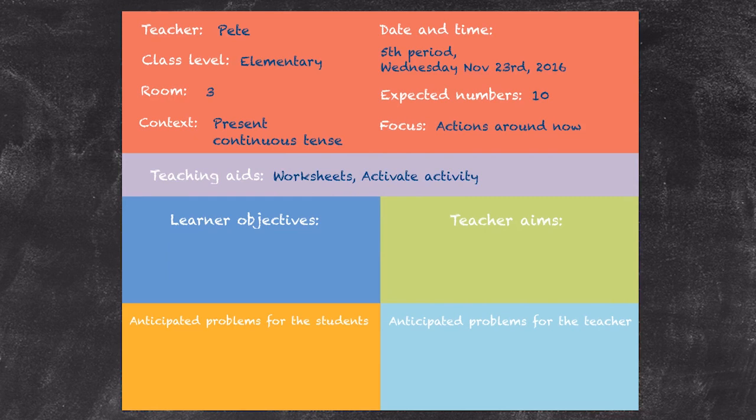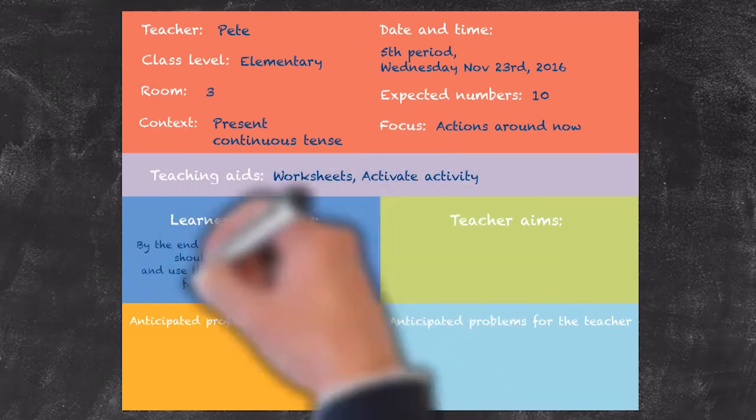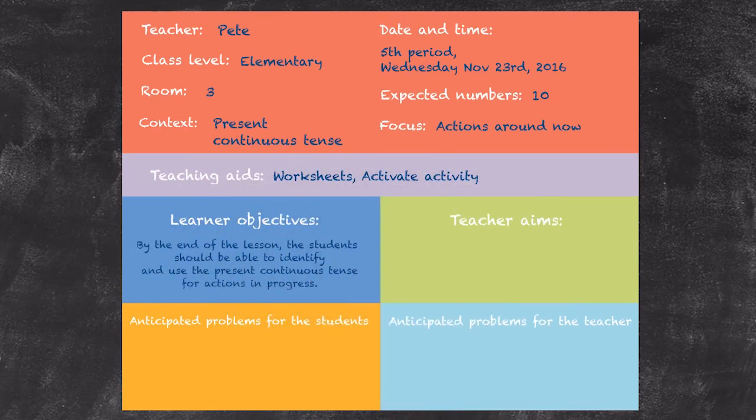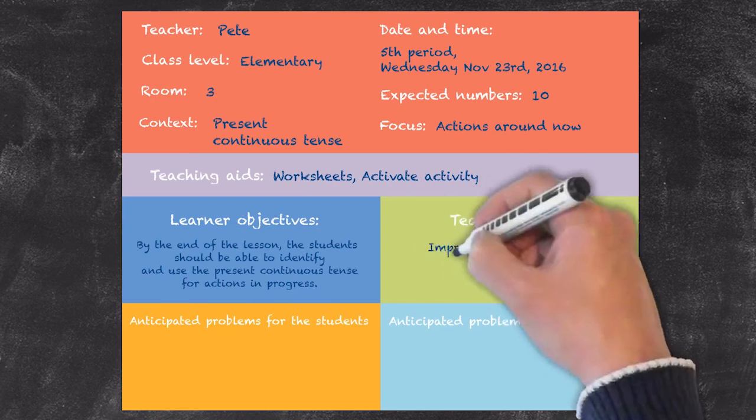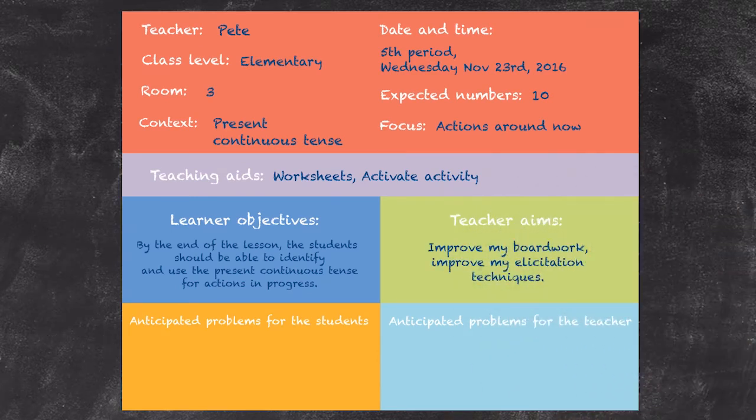Then we've got our learner objectives and personal aims. If you remember, the learner objectives are what we are hoping the students are going to be able to do after the lesson has been taught. So we're hoping that by the end of this lesson, the students are going to be able to both recognise and to be able to use the present continuous tense. The personal aims for my particular lesson are that I'm going to improve upon a couple of things, which are both my board work and my elicitation techniques from the students.